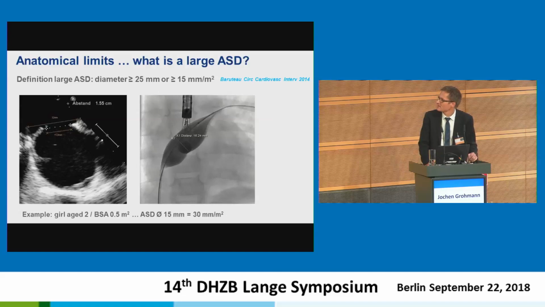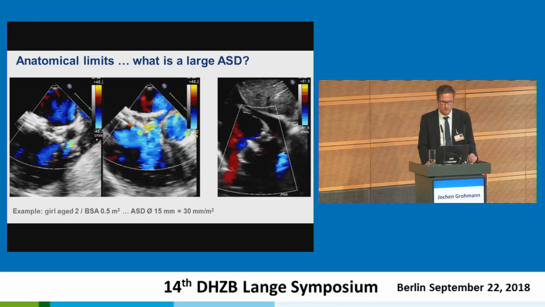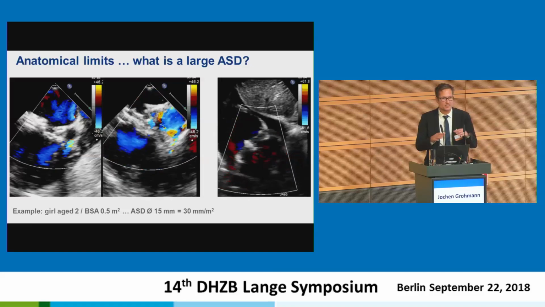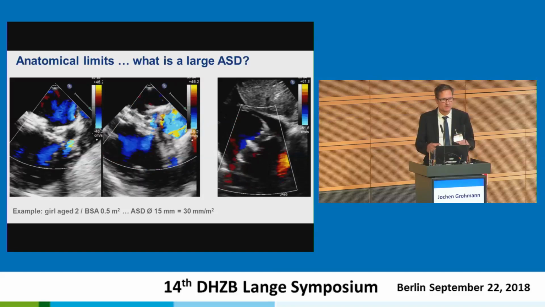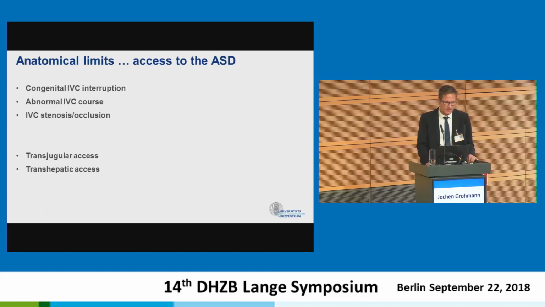As an example here, this girl, 2 years old, body surface area 0.5, ASD diameter around 15 millimeters is a large ASD with 30 millimeters per square meter, and 15 is far away from 25, of course. And in this case, it was possible to close this with a device, and whenever you close these large defects, you have to take in consideration that the device will cover the whole septum in this patient.